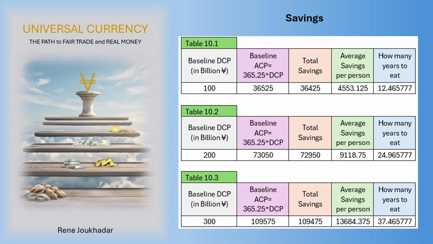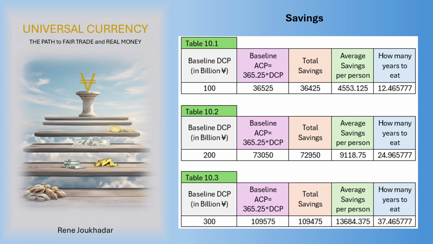Now, Table 10.2 shows us what happens when you increase the daily currency production to 200 billion Vs. So this is worth 2 years of primary products being accepted by the SOV. This will increase the savings per person if every person, again, is saving equally on the planet. And that will also increase the amount of years that will feed them up to 24.9 years. And if you increase the daily currency production to 300 billion Vs, then each person can theoretically save enough money to eat for 37.4 years.